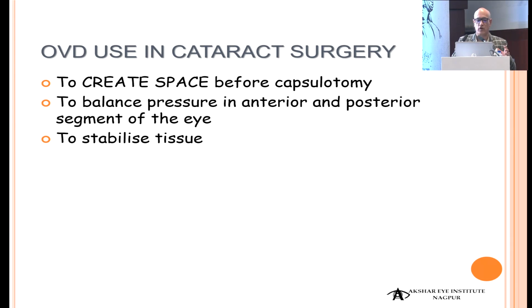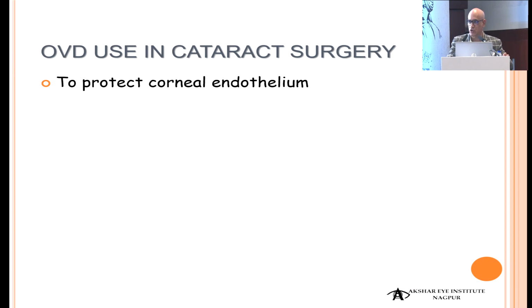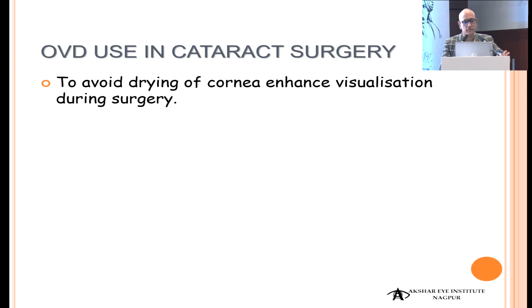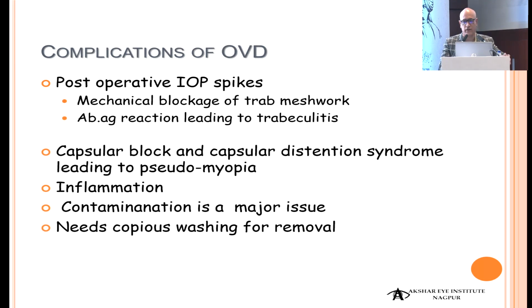Basically, the use of viscoelastic is to create space for doing capsulotomy, to balance the pressure between the anterior and the posterior segment, to stabilize the tissue, and of course to protect the endothelium. To form the anterior chamber before the IOL insertion is again an area where viscoelastics come into the picture. A few surgeons use viscoelastics over the cornea to enhance visualization during surgery, but that is a relatively distant indication. But are viscoelastics totally free of complications?